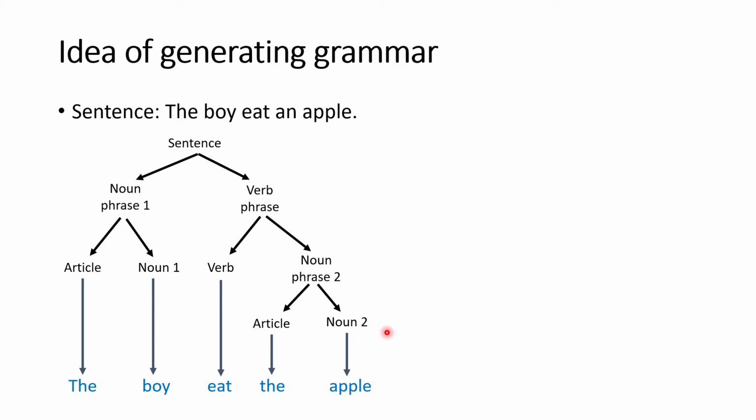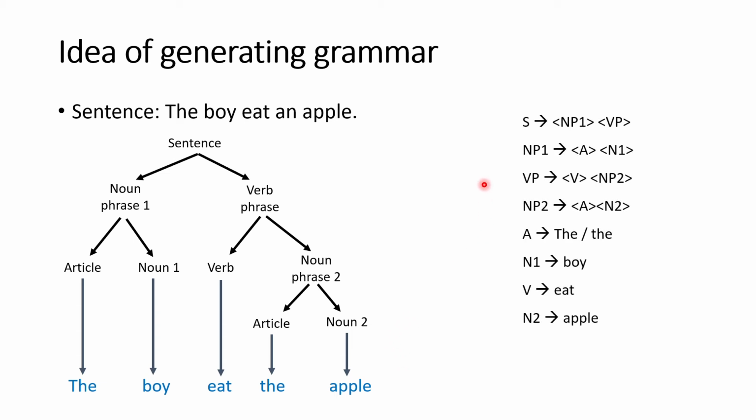So basically I can write them as something like this: a sentence can be rewritten as noun phrase 1 followed by verb phrase. I have put them in angular brackets just because these are not something which I exactly want to derive, because ultimately we want to derive these words, right?